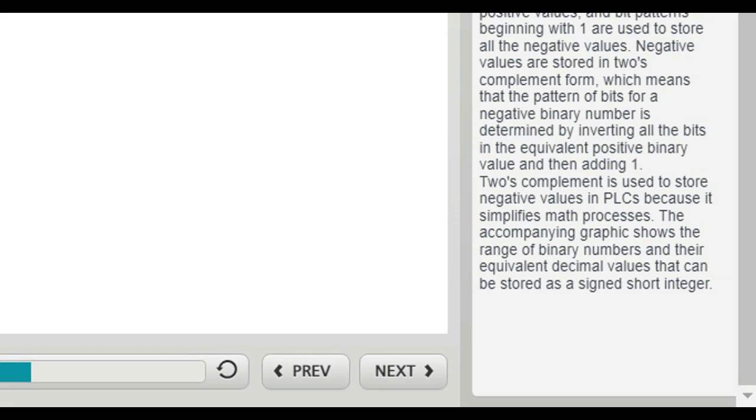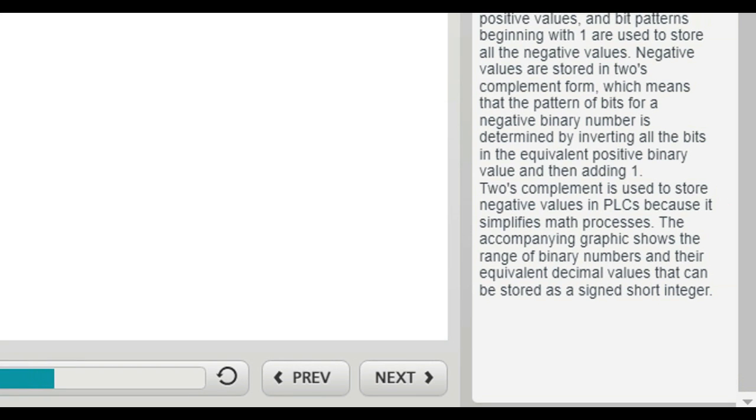2's complement is used to store negative values in PLCs because it simplifies math processes. The accompanying graphic shows the range of binary numbers and their equivalent decimal values that can be stored as a signed short integer.